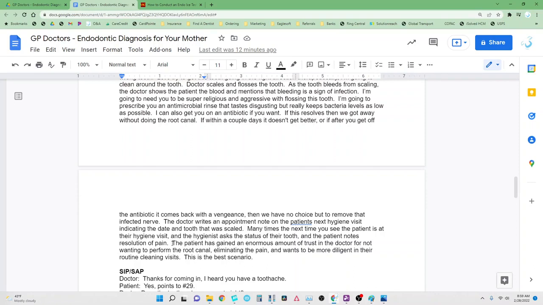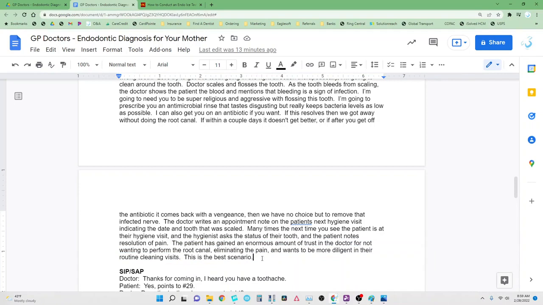And the patient will gain an enormous amount of trust in the doctor for not wanting to perform the root canal, and they were able to eliminate the pain. And the patient will also want to be more diligent in their routine cleaning visits. This is the best scenario, okay?